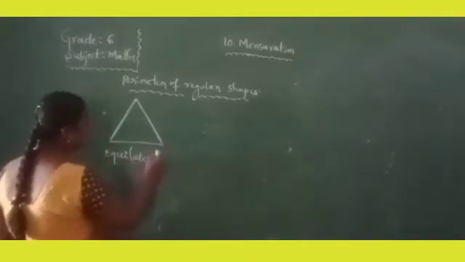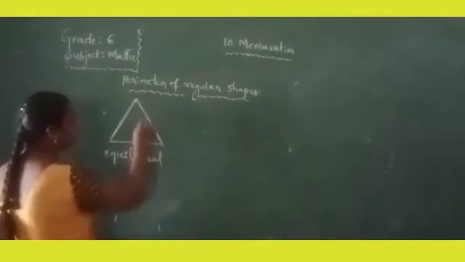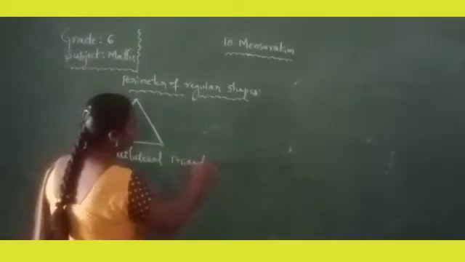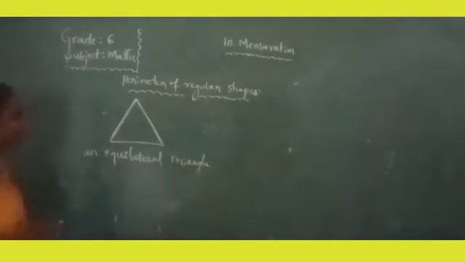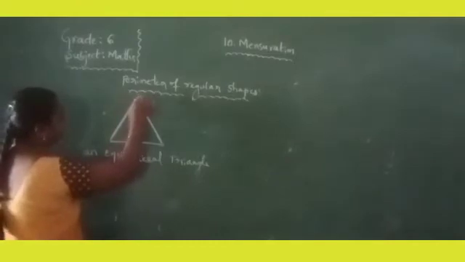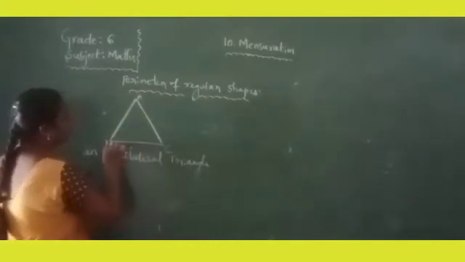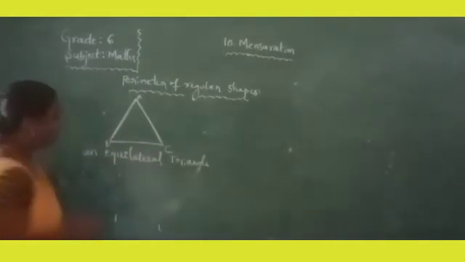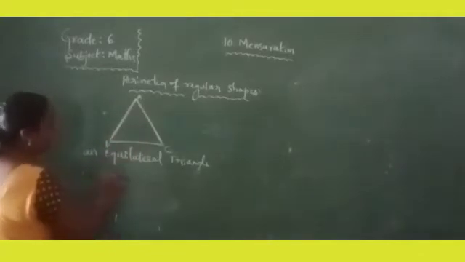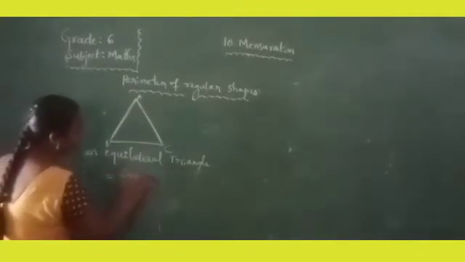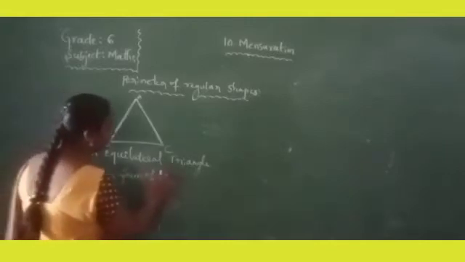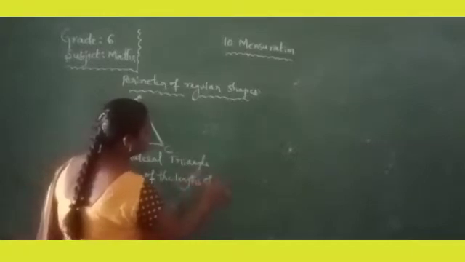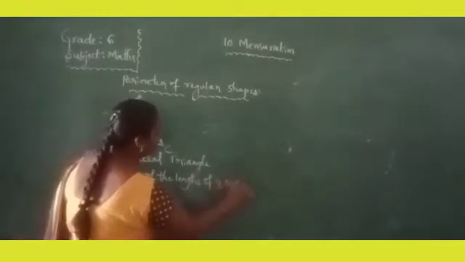Such a type of triangle is called an equilateral triangle. It has three sides. That is triangle ABC. Now the perimeter of this equilateral triangle: the formula is the sum of the lengths of three sides, or all sides.